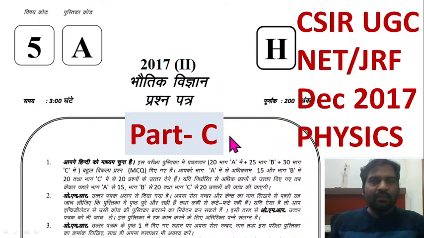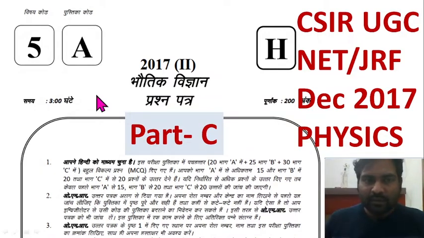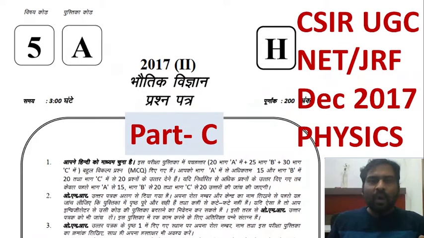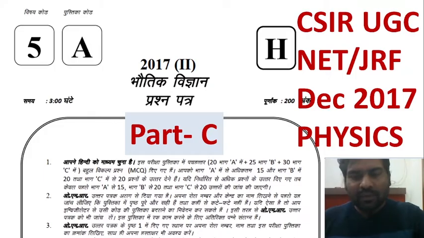In this particular section I will explain only Part C. Part C contains 30 questions. From the 30 questions you have to answer 20 questions only. Each question is 5 marks. If you are able to solve 15 questions out of 30, then you can get very good marks. Okay, so let's start, guys.